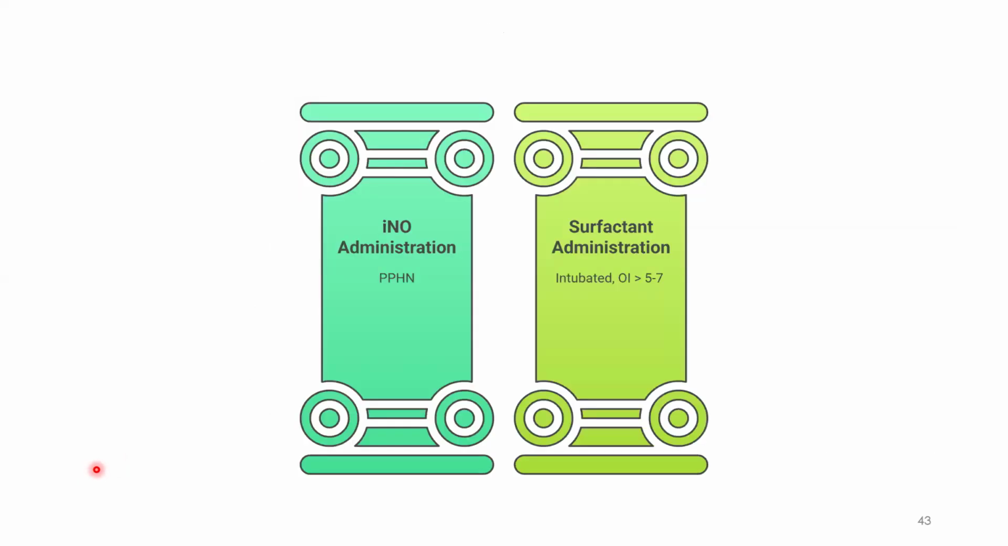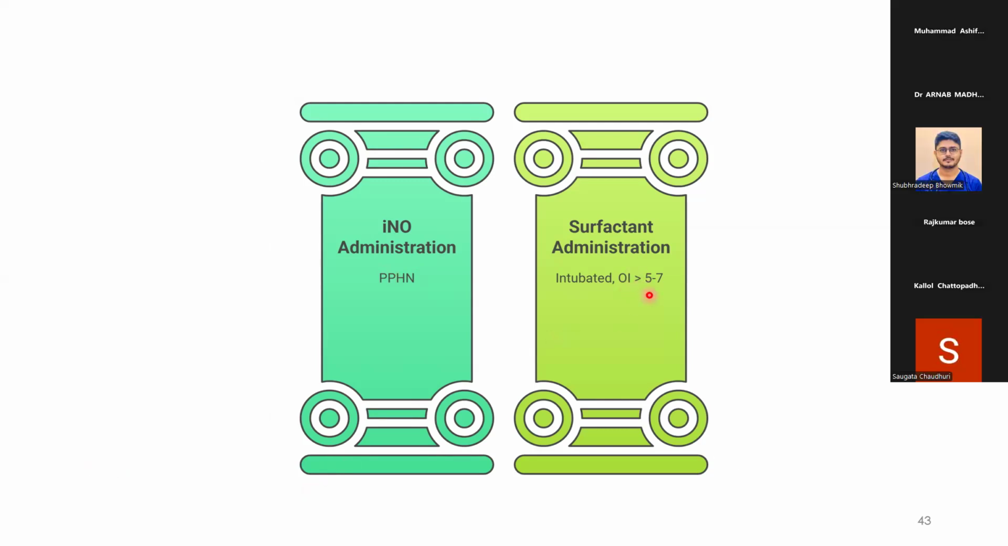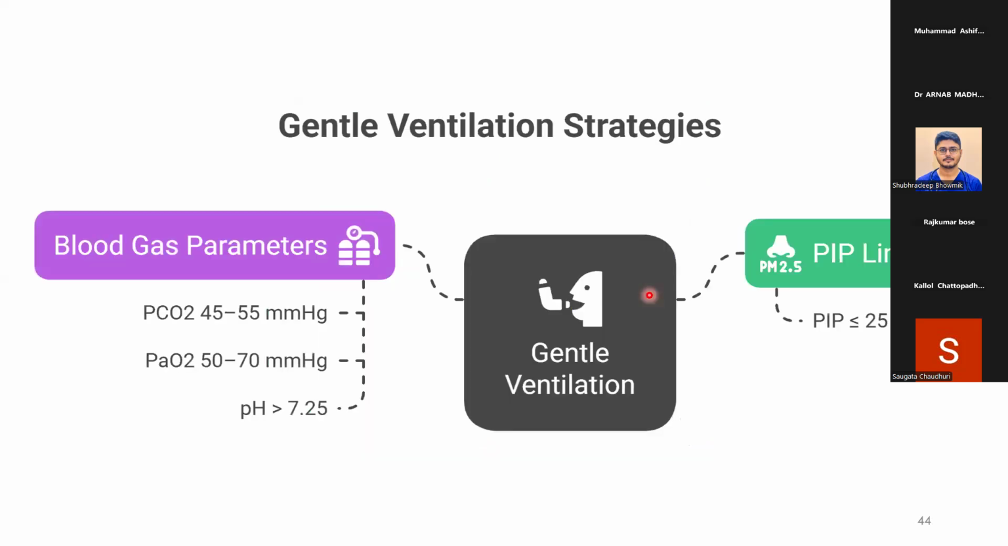And two important pillars whenever we are managing this MAS: that is iNO administration for the PPHN, and you should treat the PPHN aggressively. And if the baby is intubated and the oxygenation index is more than 5 to 7, FiO2 is more than 40 to 60%, you give surfactant in the early phase of this management. Otherwise, you will be trapped. So iNO administration or any pulmonary vasodilator, and surfactant administration, are the very cornerstone for severe MAS.